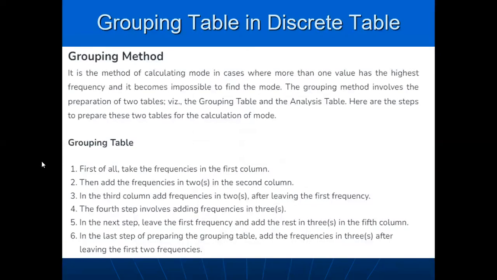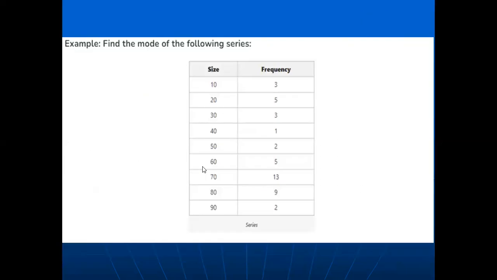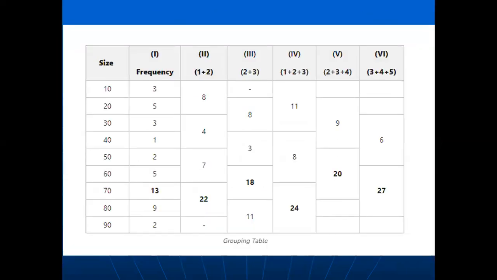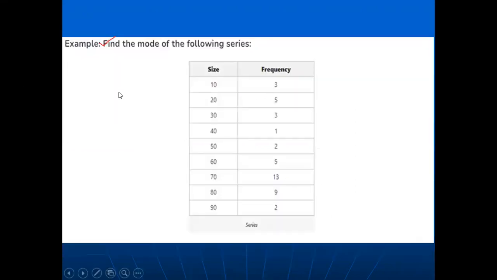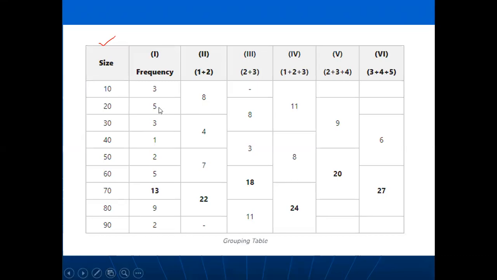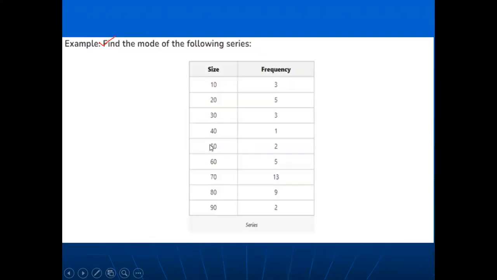What is the first thing? First of all, take all the frequencies in the first column. You can see we have taken the frequencies here. Next, we have to add the frequencies in twos in the second column. We take two frequencies at a time and add them. So we add 3 and 5, 3 and 1, 2 and 5, 13 and 9, like that. This is what you get in the second column.